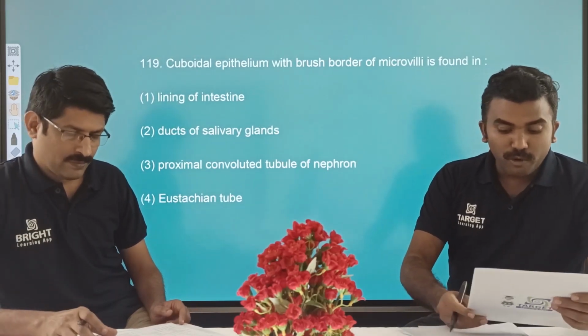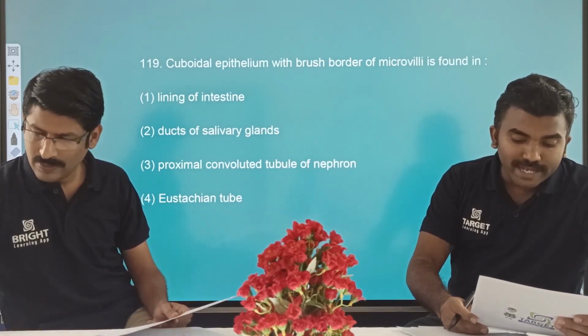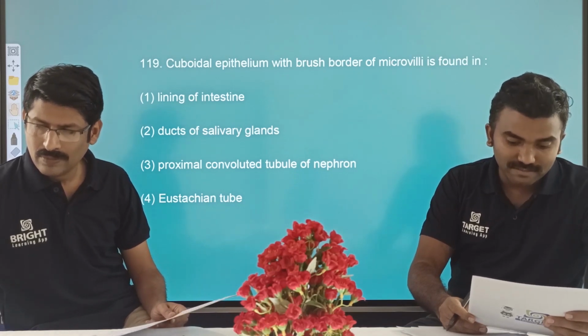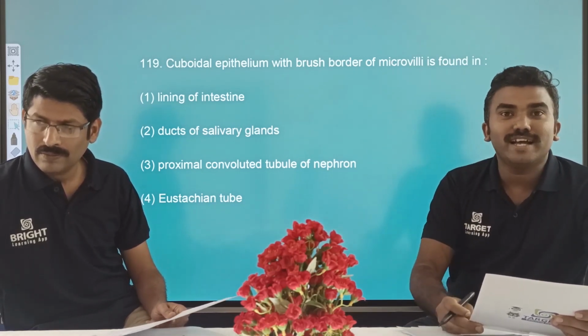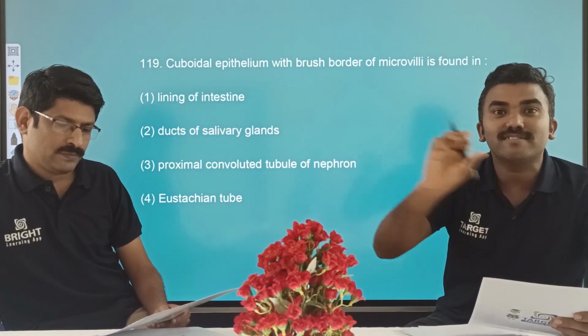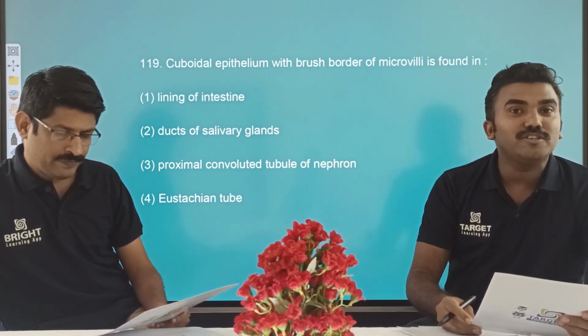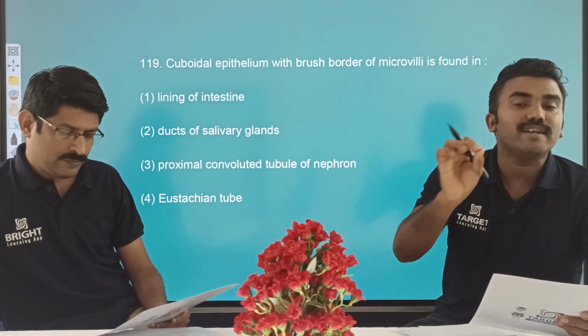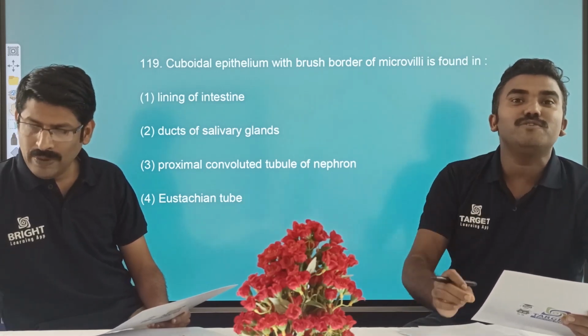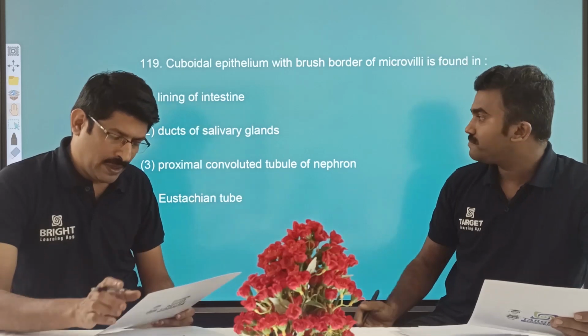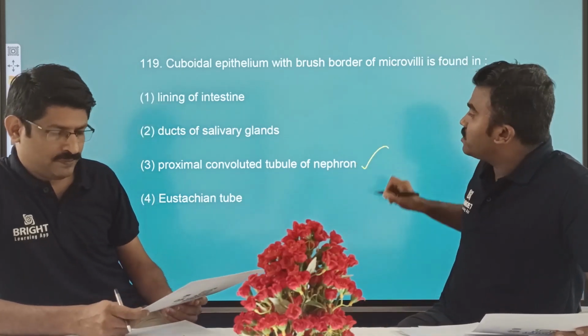Next one: cuboidal epithelium with a brush border of microvilli is found in which structure? Take the textbook and see page number 101. The exact line is given there in the NCERT textbook: the proximal convoluted tubule of the nephron.